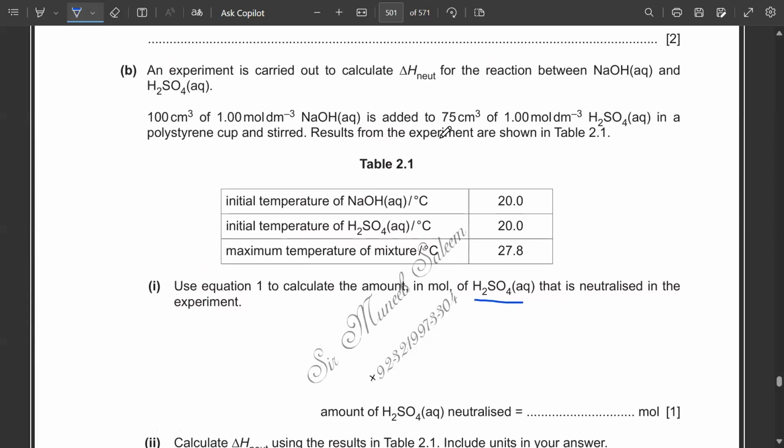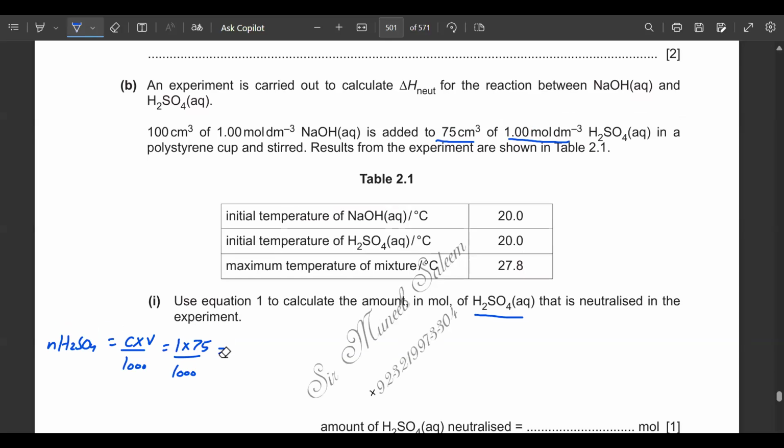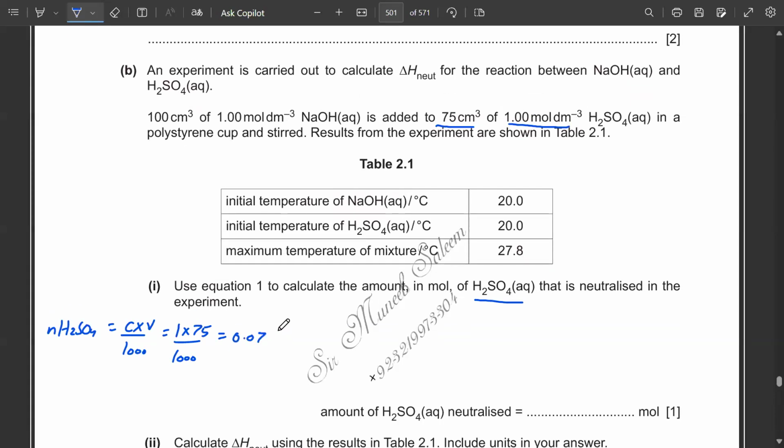Apparently, it seems to be easier, since we are given the volume and the concentration of H2SO4. You can simply put the value here, like n is equal to C into V over 1000 for the calculation of moles of the H2SO4. Now I put the values 1 into 75 over 1000, and this gives me 0.075 mole. However, that's not the case here.